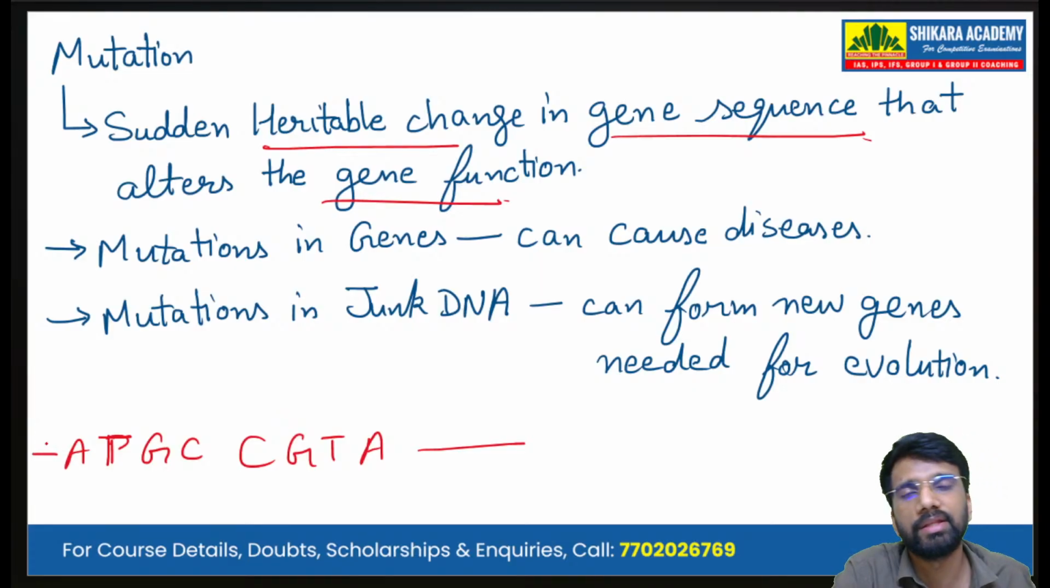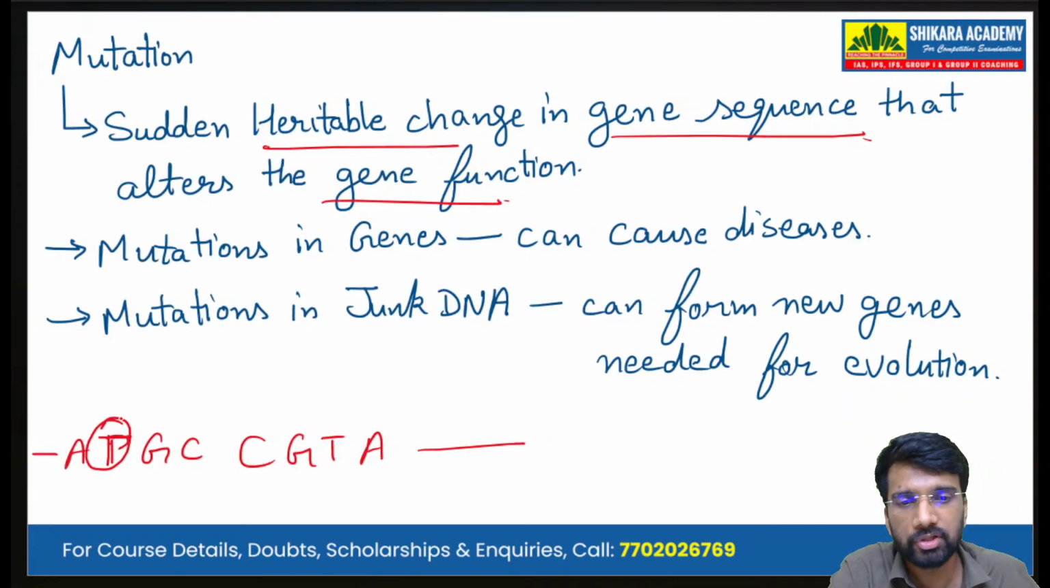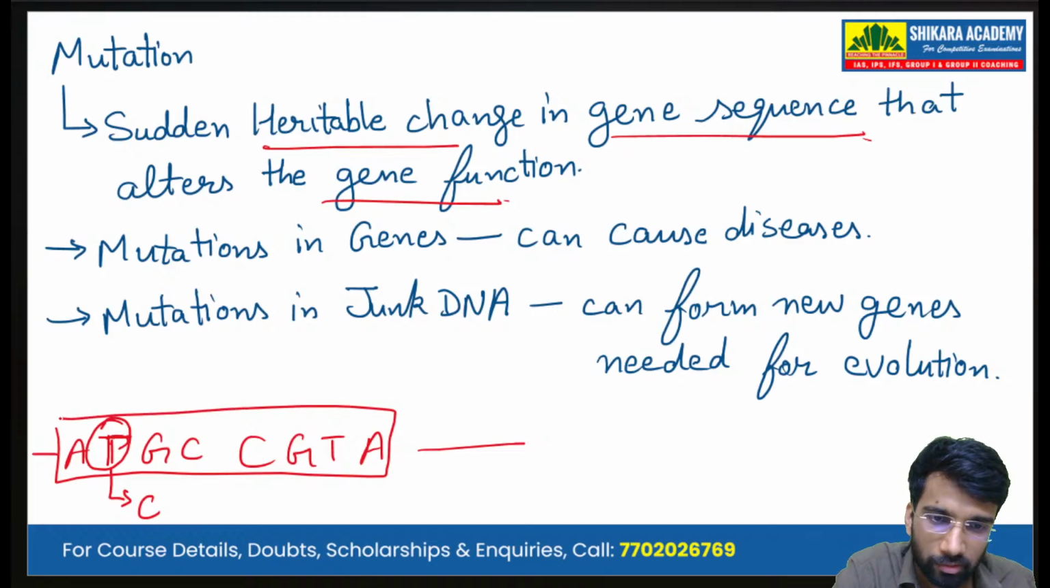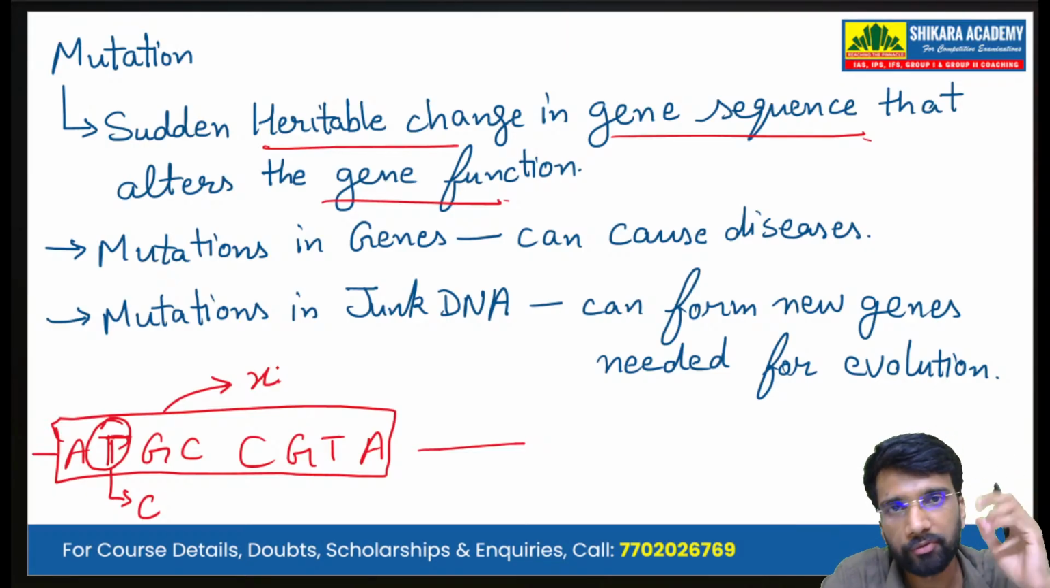If we are given a sequence like this, and at any point we get a sudden random heritable change, so this T gets replaced by C, for example, because of some random change. But this C is heritable, that is, the DNA is replicating itself and this is passing down through generations. Now it has altered. If this gene was coding for something, say X, then because of the mutation, either the gene can stop coding for that particular thing, or it can start coding something else.